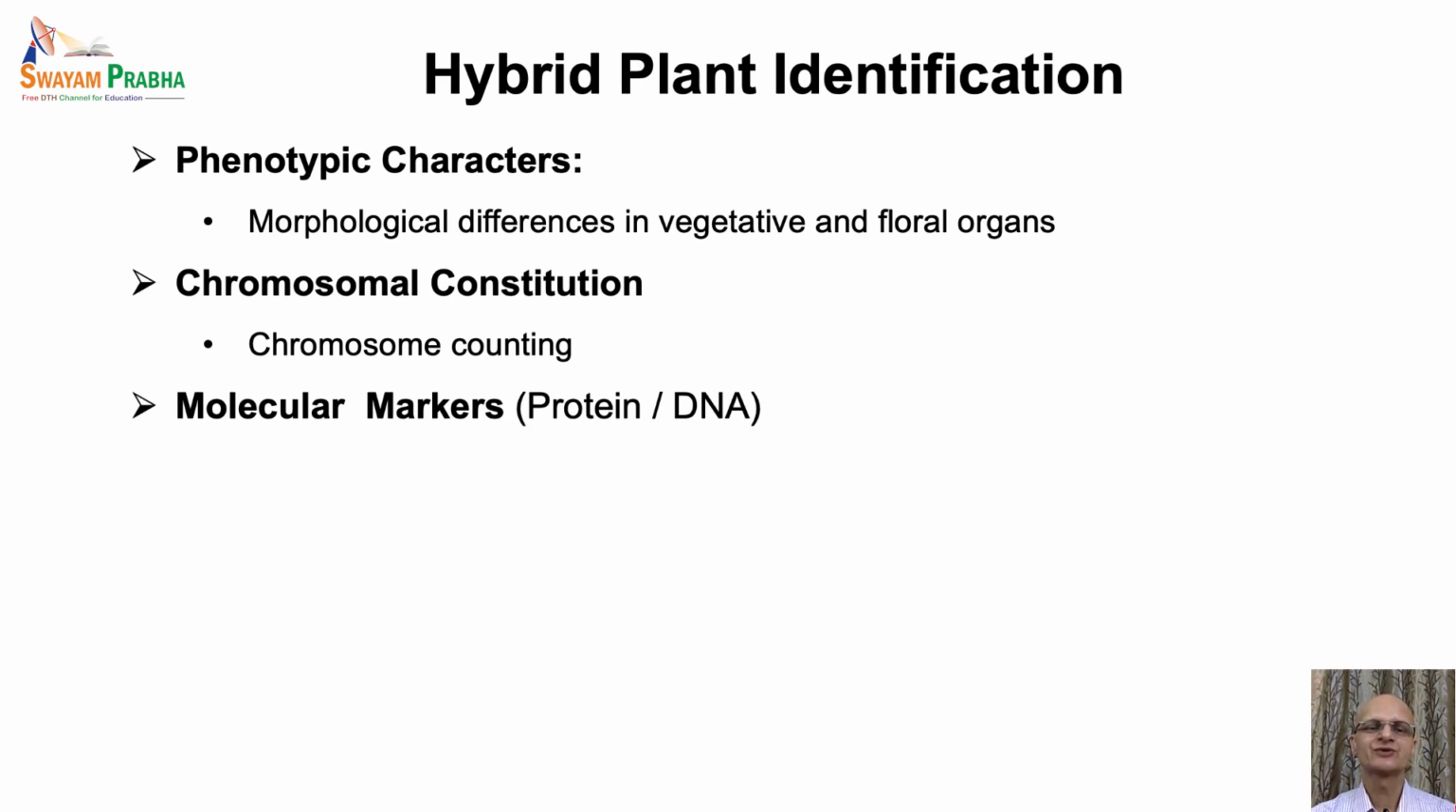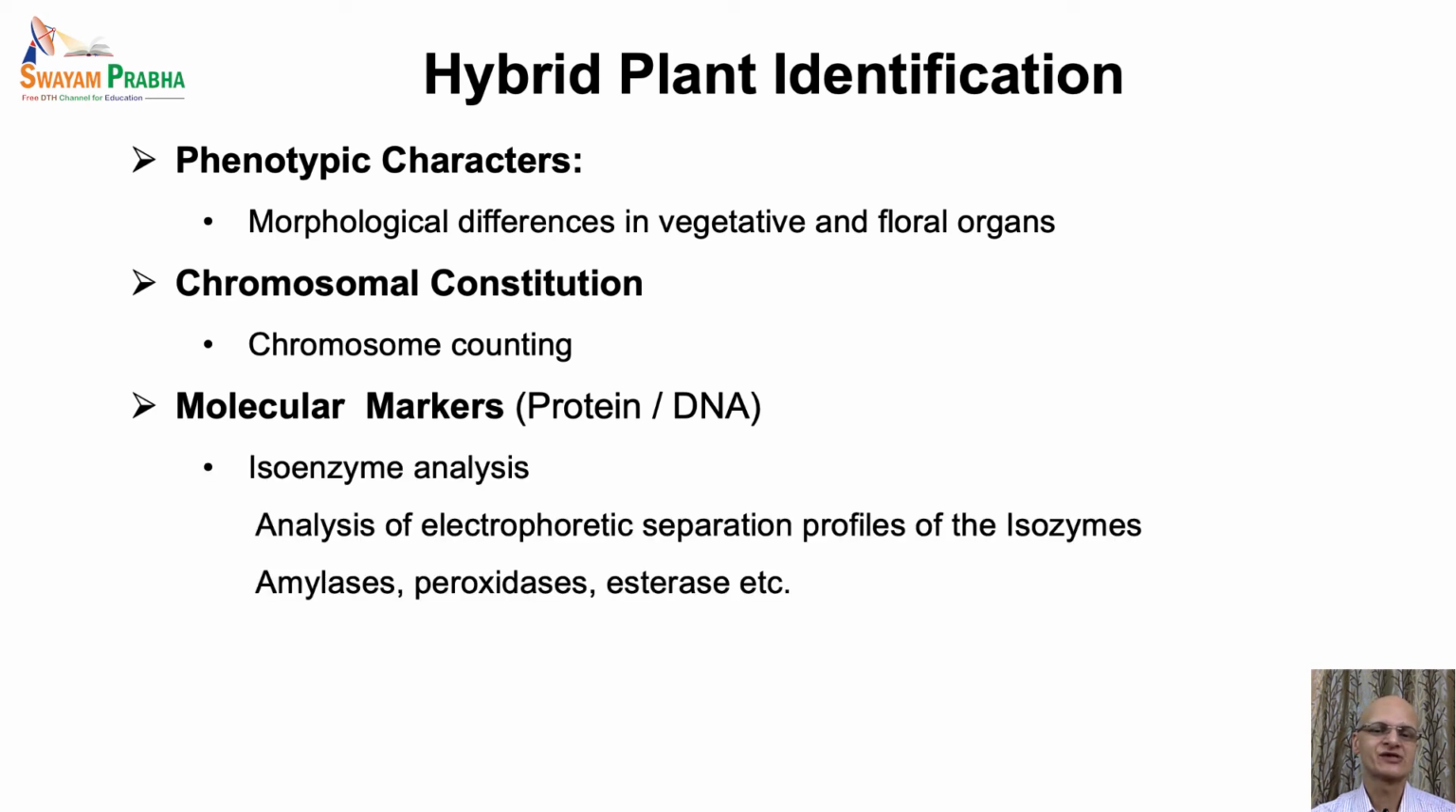And finally is the use of molecular markers. Usually these are based upon either the protein or the DNA. The most commonly used protein-based molecular analysis to identify the hybrid plants is the isozyme analysis. So the isozymes are the multiple molecular forms of the same enzyme and can execute the same functions too. These enzymes may have cultivar-specific electrophoretic banding patterns and can be used to check the hybridity.